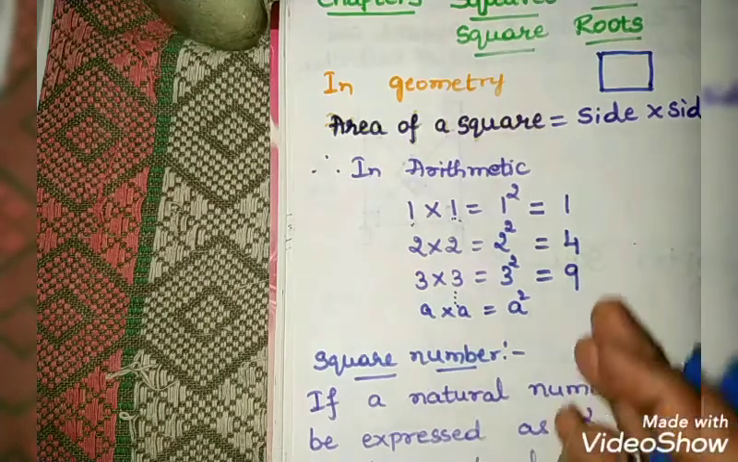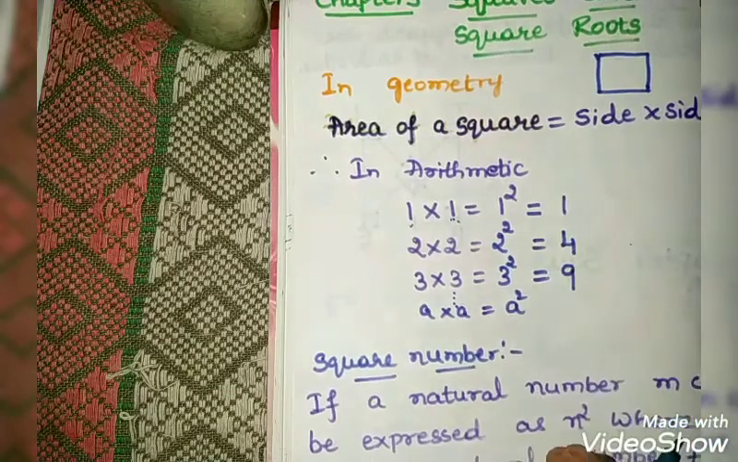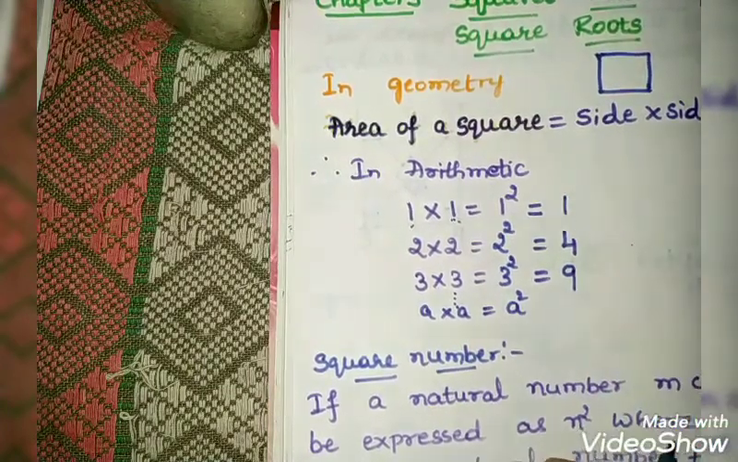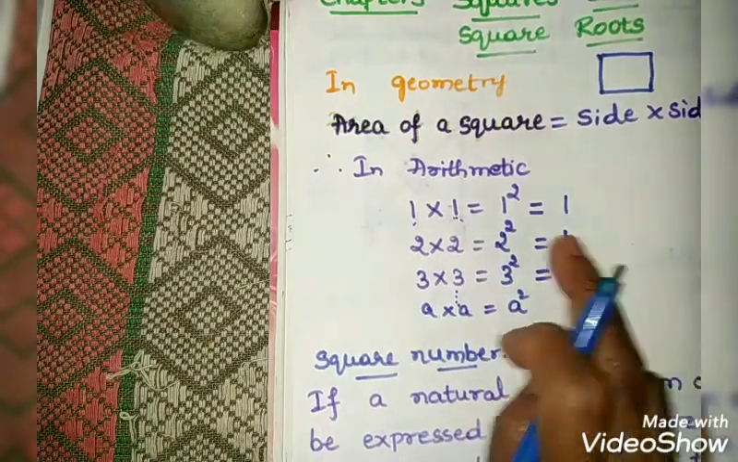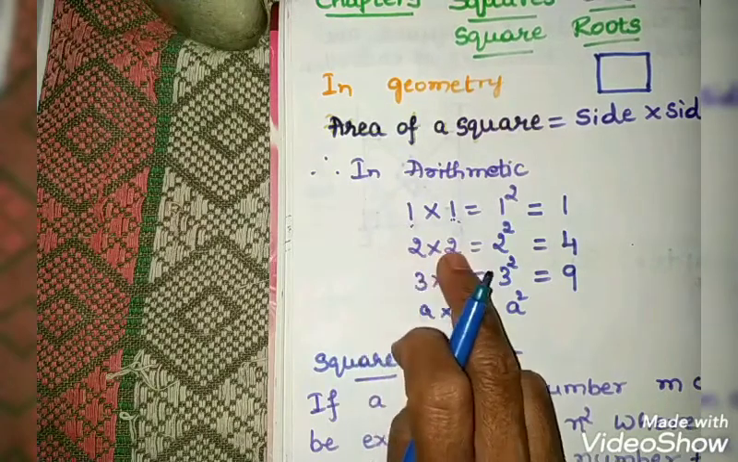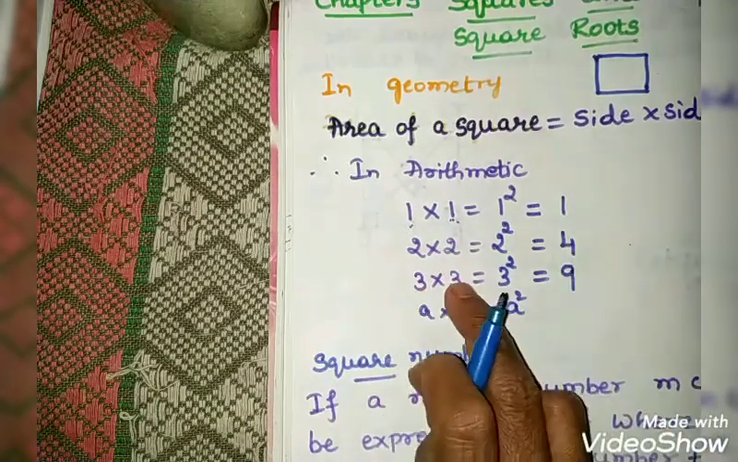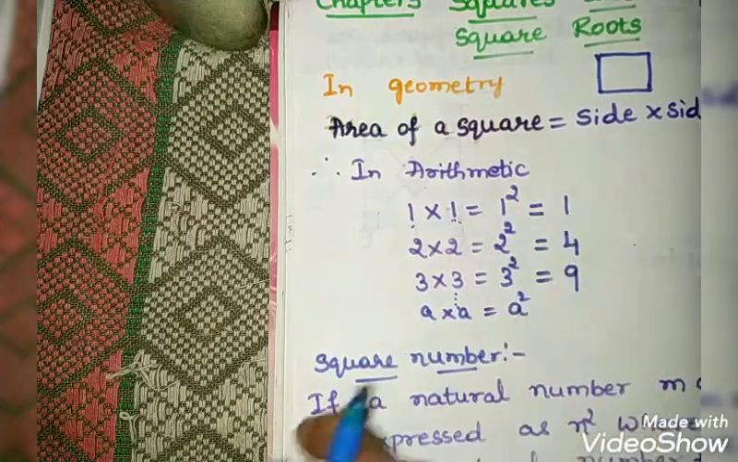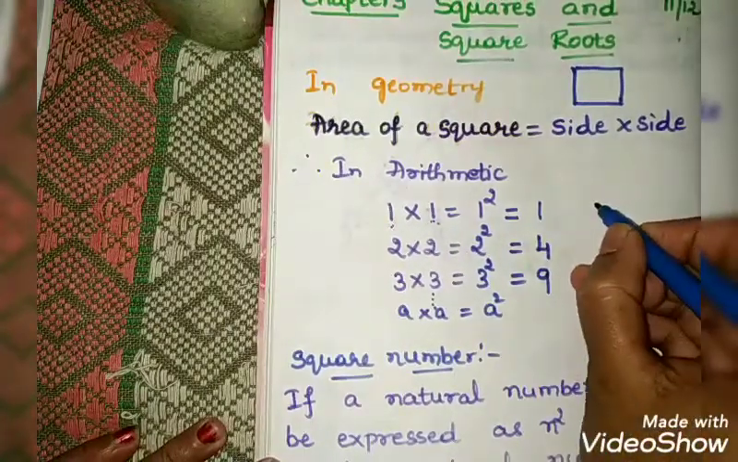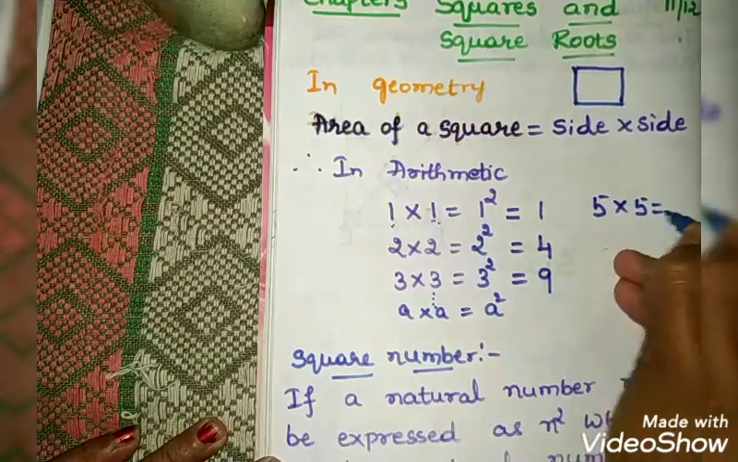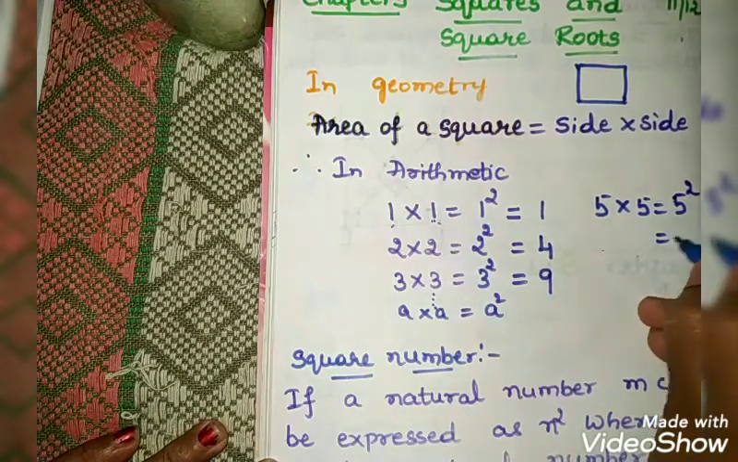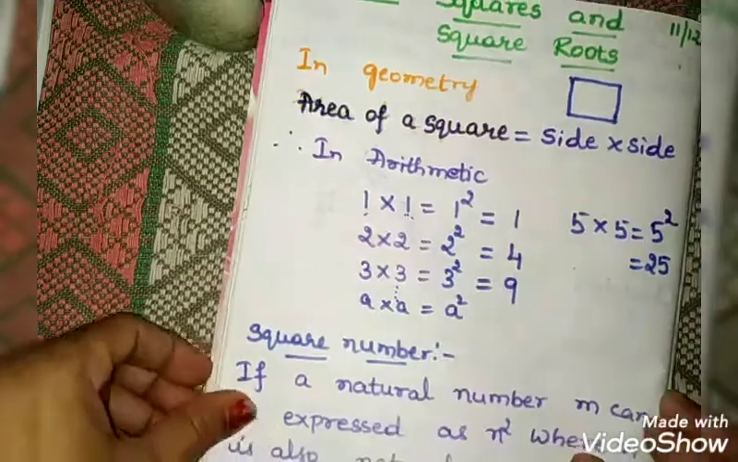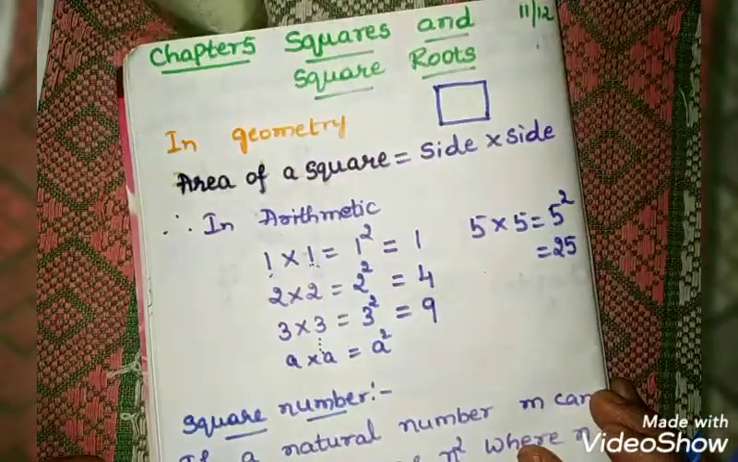Isn't it, children? Is any speciality there in these numbers 1, 4, 9 and all? Yes, some speciality is there. What is that? When we multiply the same number, we get these numbers. For example, when 2 is multiplied twice, we get 4. When 3 is multiplied twice, we get 9. In the same way, I can write when 5 is multiplied 2 times, we get what? 5 square, it is 2 times multiplied, no? So 5 square is how much, children? It is 25.